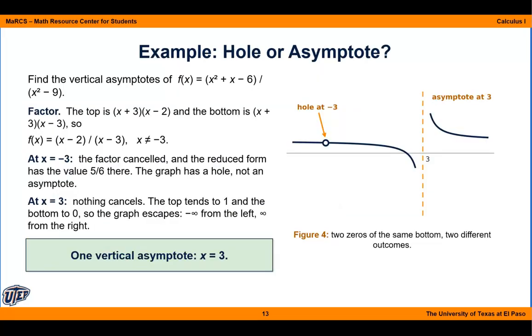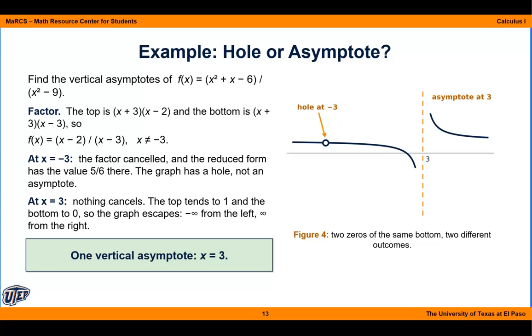Now let's apply that process to the rational function on this slide. f(x) equals (x² + x − 6) divided by (x² − 9). Factoring reveals a common factor in the numerator and denominator. After canceling, we examine the two excluded inputs separately.